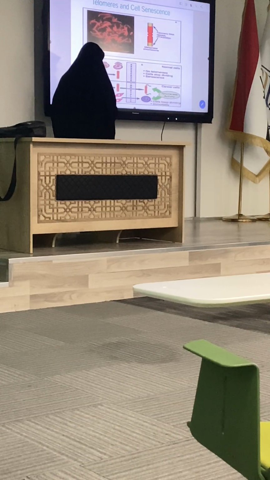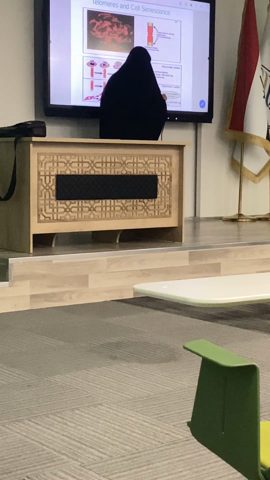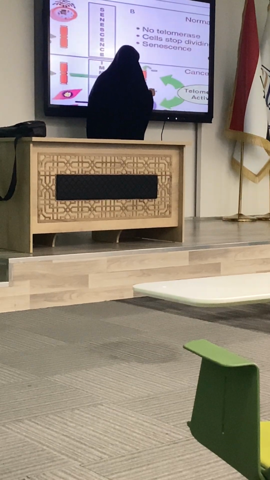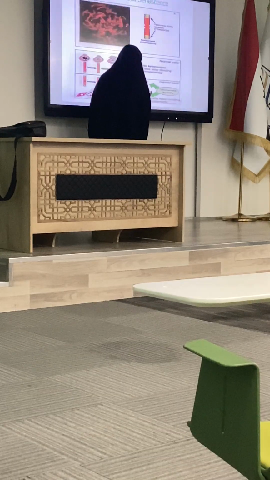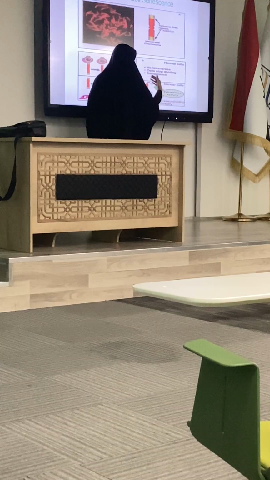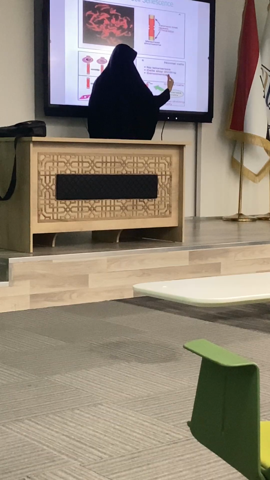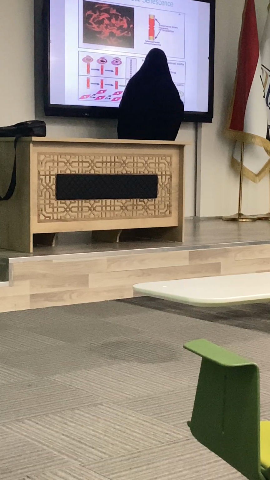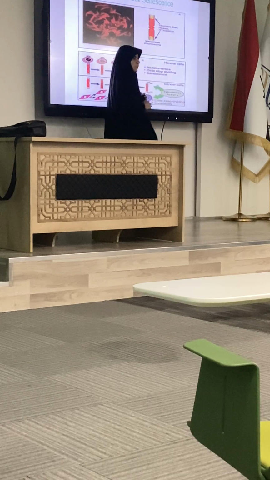But in these cells, there is telomerase. Telomerase means they will add some parts to the telomere as you see here. And they will divide and divide and divide improperly, disrespecting the limits of the cell, the boundaries of the cell division. So cells keep dividing, immortality.